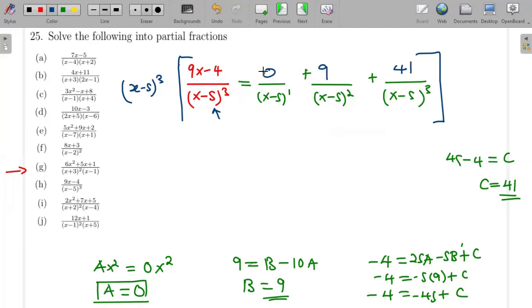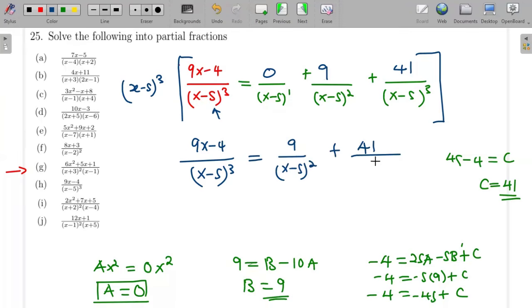So this part here becomes all 0. Meaning (9x - 4)/(x - 5)^3, when you decompose it into its partial fractions, is just going to be 9/(x - 5)^2 plus 41/(x - 5)^3.